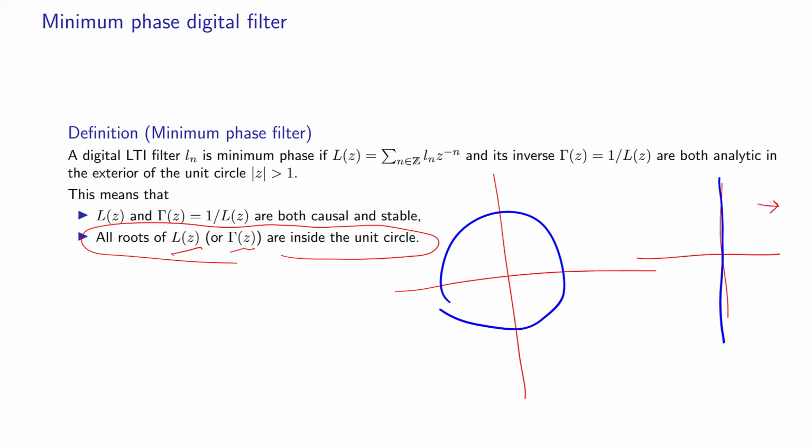Stability means this here for continuous time, but for discrete time, causality is when you go away from the center. I'm sorry, let me write it here. So causality is when you go away from the center, in this direction. But stability here is on this one.